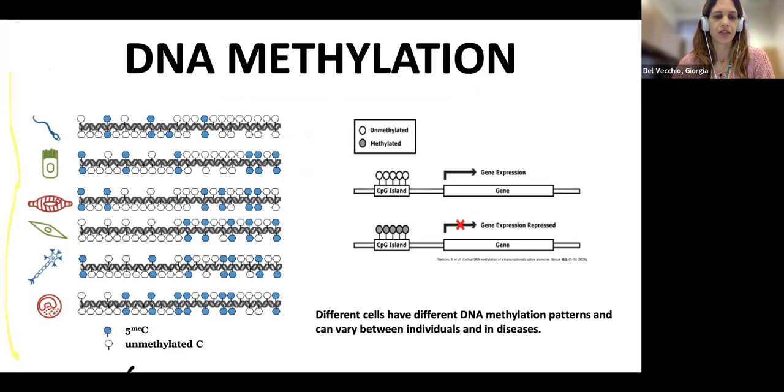DNA methylation can be compared to a fingerprint for a cell or a tissue. So here you have in white unmethylated cytosine, and in blue you have the methylated cytosine in the DNA. So for each cell type or each tissue, you have a different pattern of methylation, and that's specific for each of them. So different cells have different DNA methylation patterns.